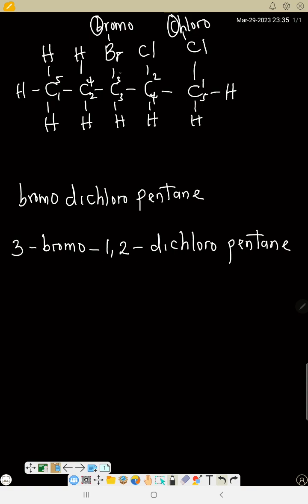That is, bromine is on 3 position. 1, 2, that is the first chlorine is on 1, the second chlorine is on 2. So we have 2 chlorine, that is dichloro. So the longest carbon chain is pentane, like that.